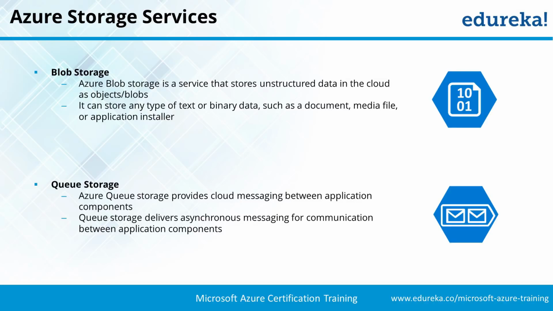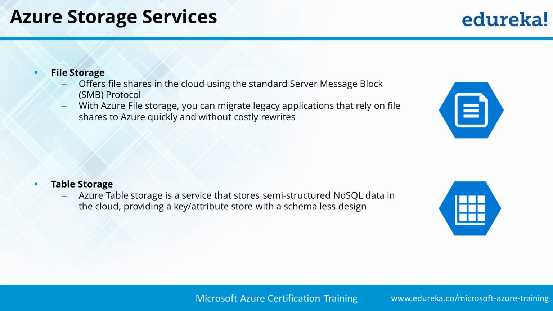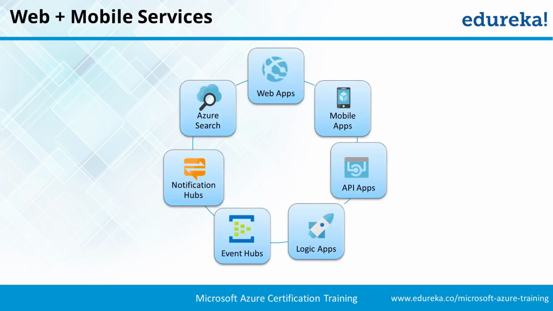Then you have my queue storage. This stores my queues for messaging systems on the cloud. Then you have file storage. This stores my files, and this is SMB based. The new Azure portal uses SMB 3.0. It supports 3.0, and you can store files on that. And then you have my table storage. This is my storage in which you can save unstructured data, because structured data has a schema, and this one does not. Okay, then you have web and mobile services.